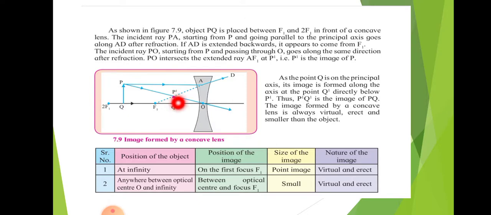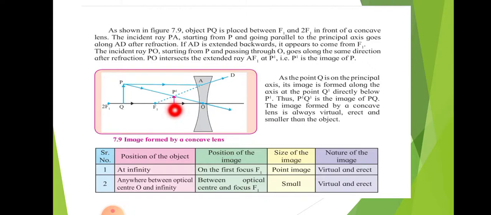So we will call this as, this is the image of P. So P dash Q dash is the image which will get formed. क्या, कौन सा पॉइंट देखना है, जहाँ पे दो लाइन मीट हो जाती है. As the point Q is on the principal axis, the image is formed along the axis at the point Q dash directly below P dash. तो इमेज यहाँ तक, यहाँ से ही फॉर्म हो जाएगा. Thus the P dash Q dash is the image of PQ. तो PQ यहाँ पर है and P dash Q dash is the image which is formed.